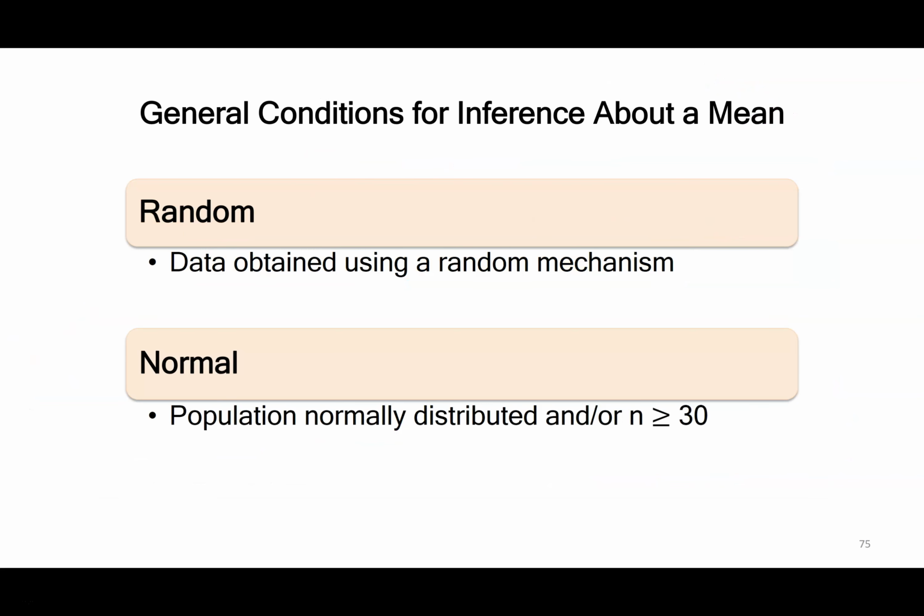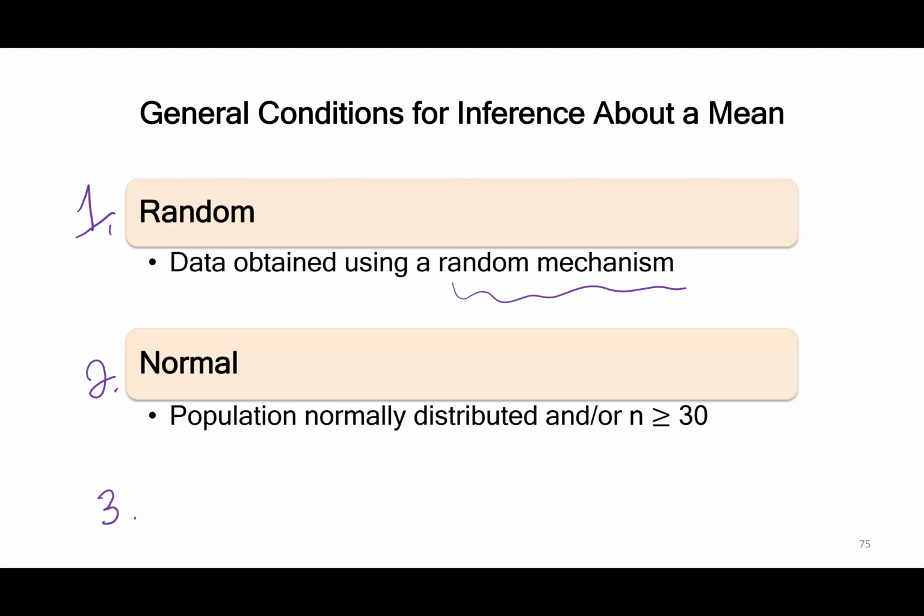So our conditions here, I'm going to throw in number 3 here: random. We want to know that we have a random sample. We want to know that our sample reasonably represents the population it came from. That random mechanism is really just getting at, do you use random sampling?